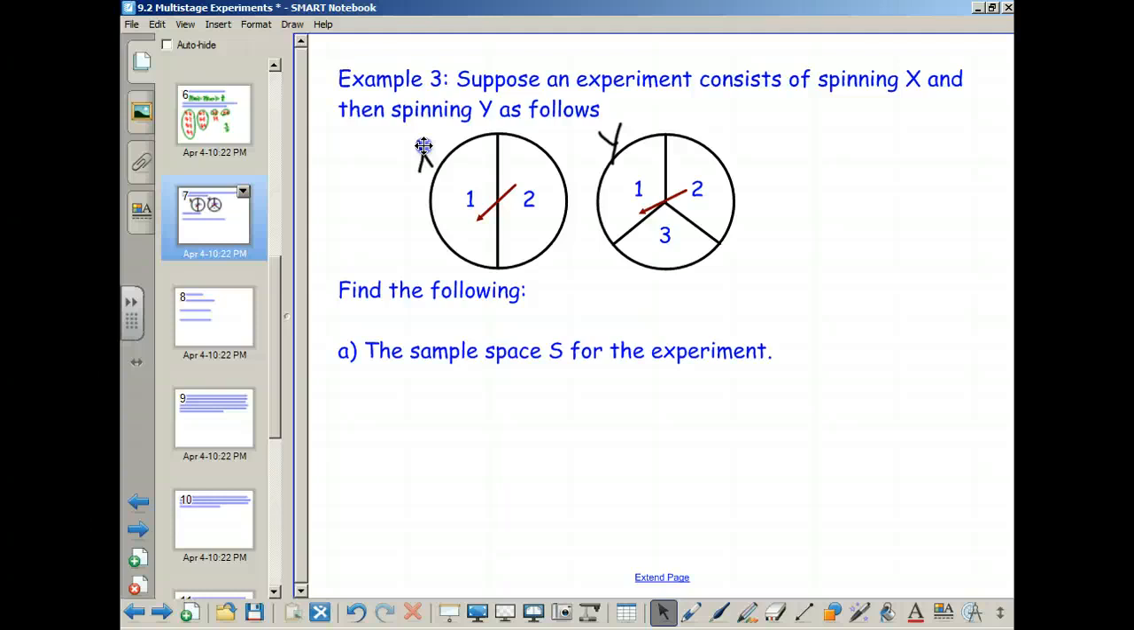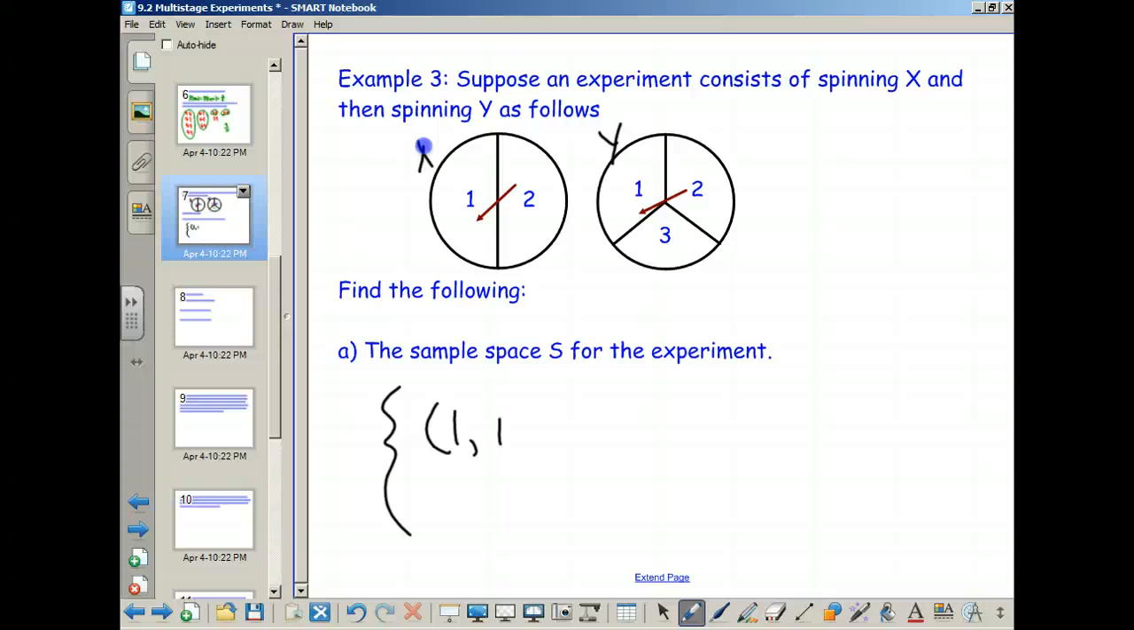Find the following: the sample space for the experiment. The sample space means listing out all the things that could happen. So one option is that you spin spinner 1 and you get a 1. We're going to list it in ordered pairs. Not that we have to list it this way, but it works really well here. After I spin spinner X, I spin spinner Y, and what else could I then be spinning?